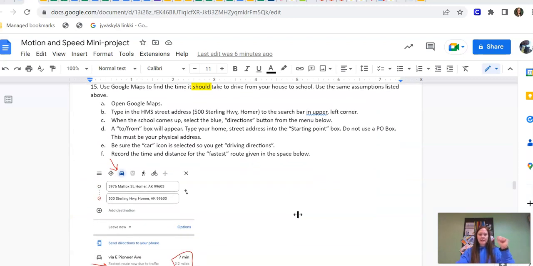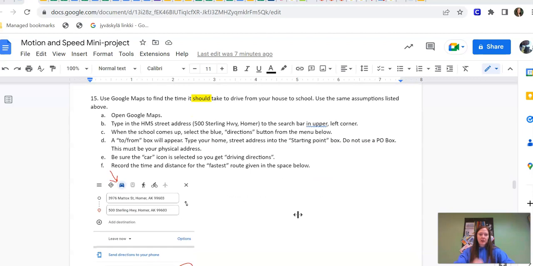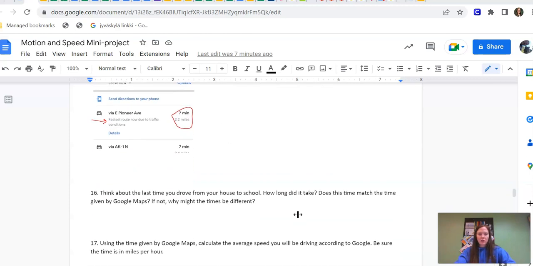The next three parts have to do with actual driving in real life. Starting here at number 15, you're actually going to use Google Maps to see if Google Maps' prediction is accurate compared to how long it actually takes you to drive from your house to school. So you will need to know your home address for this. That's your physical address. If you don't know it off the top of your head, you might want to get that tonight and come back tomorrow with it, because you can always skip this and come back when you have it. Okay, so you use Google Maps for that.